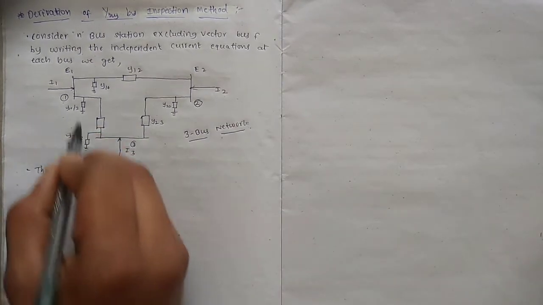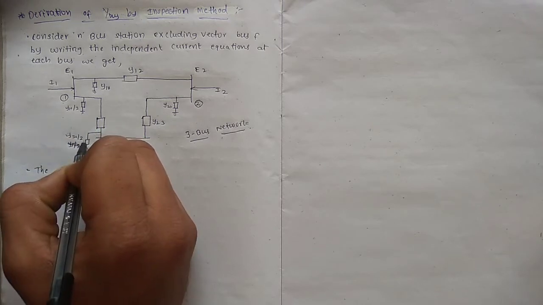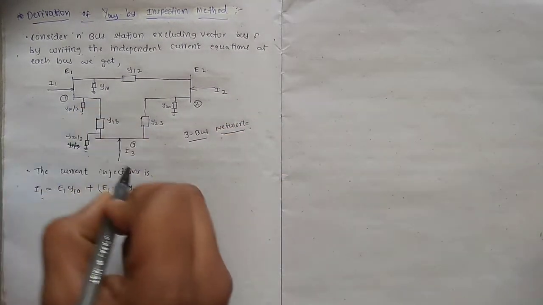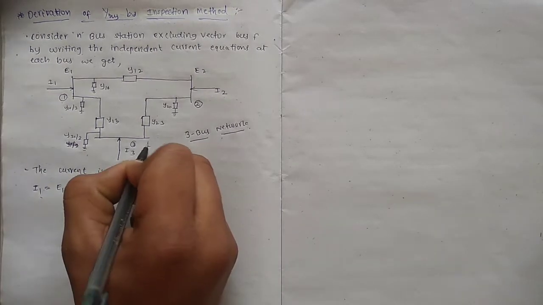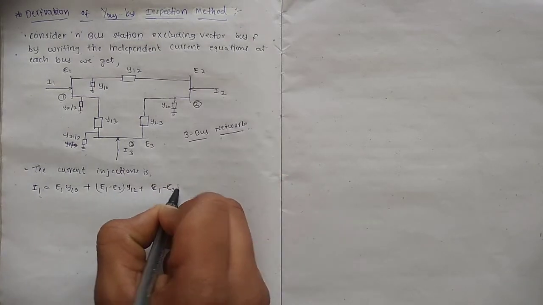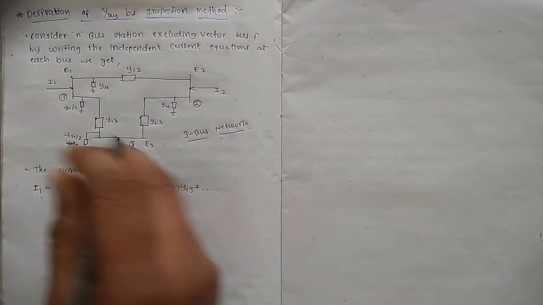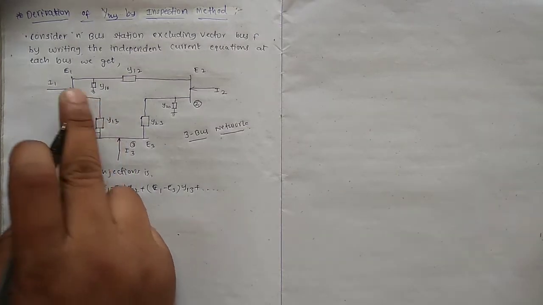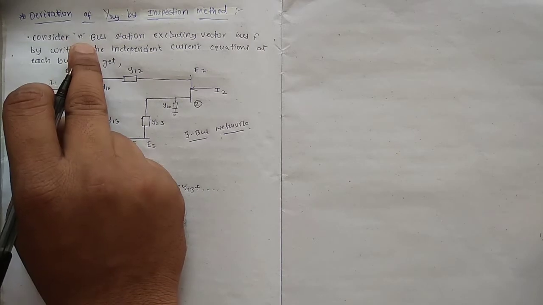These are the charging admittances. Since both element ends have been connected, they will get cancelled, and this is the element Y13. Therefore, sorry, E1 minus E3 is the voltage, this is E3. So (E1 minus E3) into Y13, plus and so on. We completed 1 to 2 and 1 to 3, then 1 to 4, 1 to 5, and so on, since we have to consider an n-bus system.